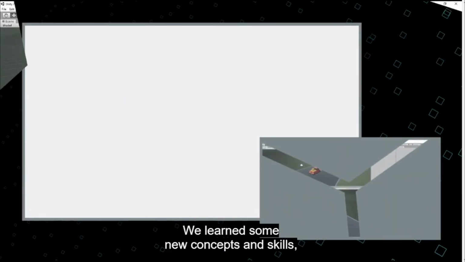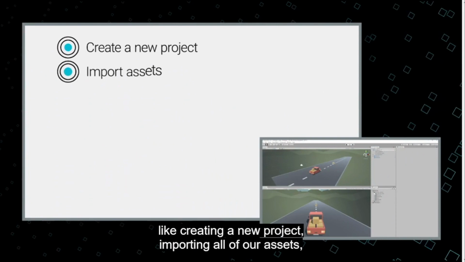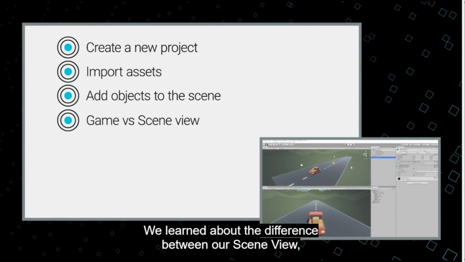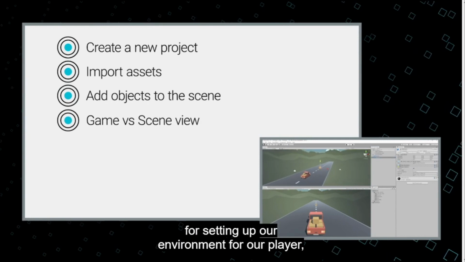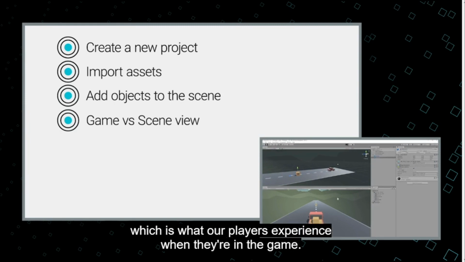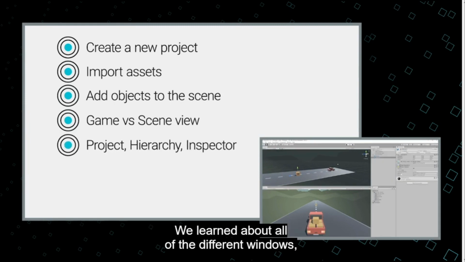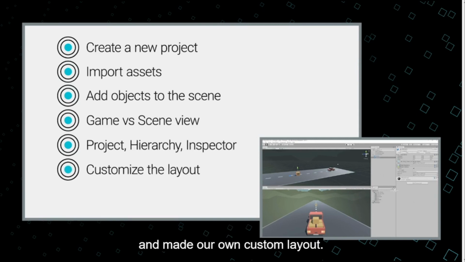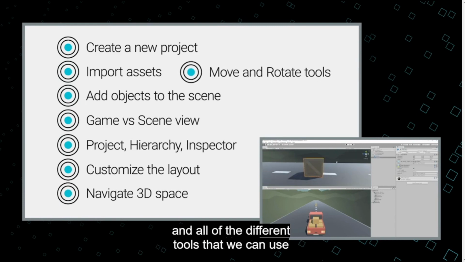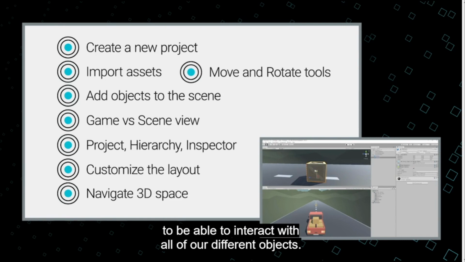We learned some new concepts and skills, like creating a new project, importing all of our assets, adding objects to our scene. We learned about the difference between our scene view for setting up our environment for our player and creating our stage versus our game view, which is what our players experience when they're in the game. We learned about all of the different windows, like our hierarchy or our project directory, our inspector, even moved them around and made our own custom layout. We learned how we can navigate around 3D space and all of the different tools that we can use to be able to interact with all of our different objects.